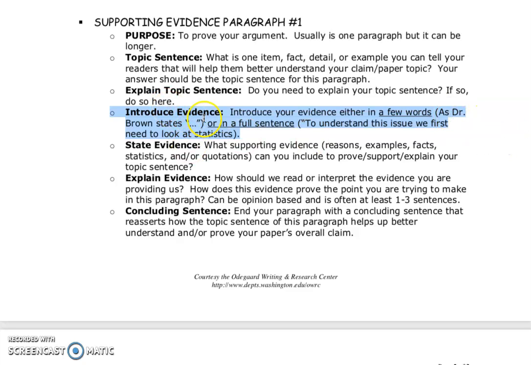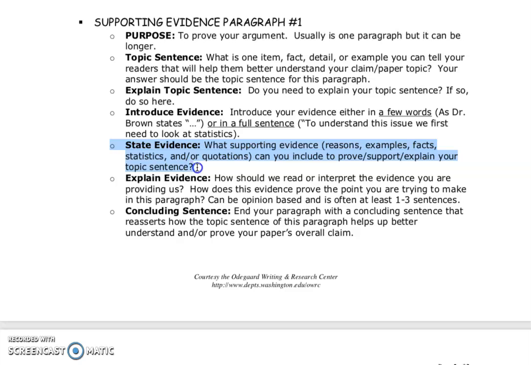As Dr. Brown states, and then you introduce your quote, or you can create a full sentence that's going to introduce what you're going to deliver next, such as this: to understand this issue, we first need to look at statistics. Okay, I did a whole video last week, remember, when I was showing you how to integrate evidence, and this is what you were practicing as you were working with that. So just keep that in mind. Go back and look at that video if you're like, I don't know what to do here. So that's introducing the evidence.